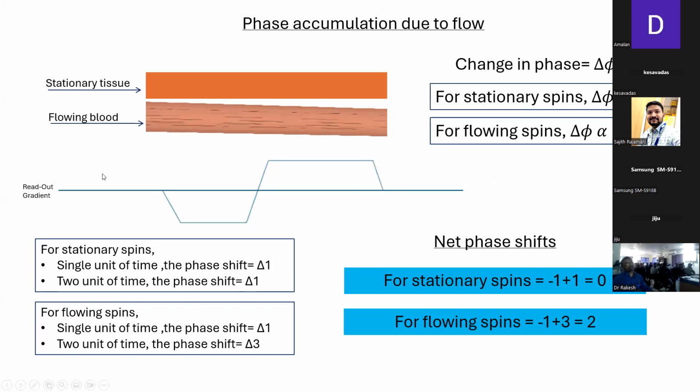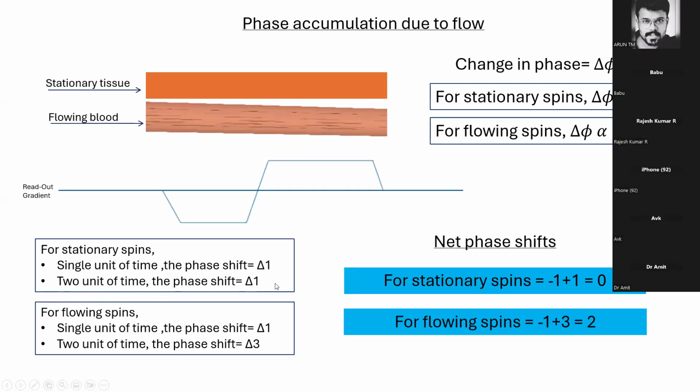Let's see, for example, for stationary tissue, what happens. For a single unit of time, or time t equal to 1, we have phase shift 1. How do we get this? 1 into 1. Our time is 1, and the phase shift will be 1. And for the second lobe, for 2 units of time, 2 into 1 will be 2. The difference between 1 and 2 is 1, so our phase shift will be delta 1.